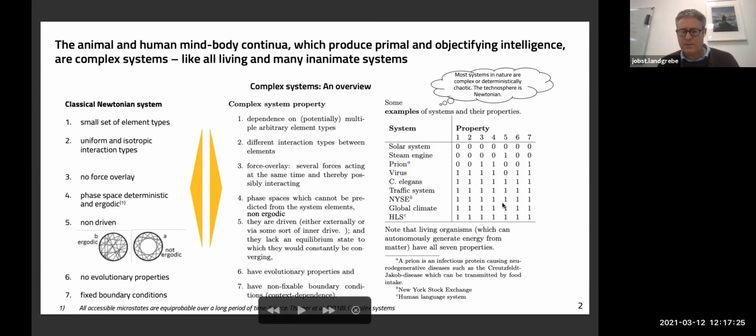Here are some examples of complex systems and whether they have the properties that are listed here. The solar system is not a complex system. It has none of the 7 properties. A steam engine has one property: it's driven. That's interesting because it's a technically made machine, and it is driven because if it's supposed to work, it needs to consume energy. Energy is flowing through it, making some of its proper behavior unpredictable. For example, I cannot tell which part of the water in the steam engine is going to be transformed into steam and will evaporate next, and so on.